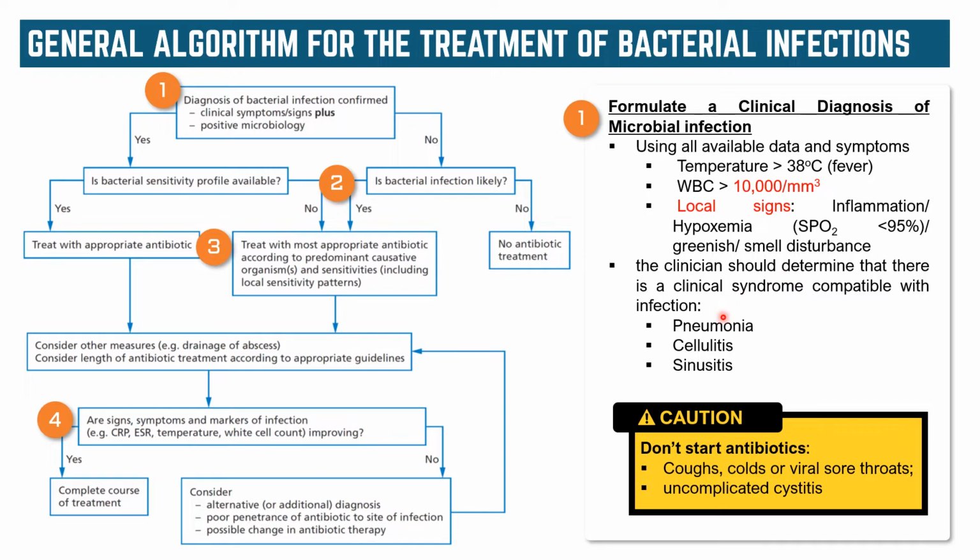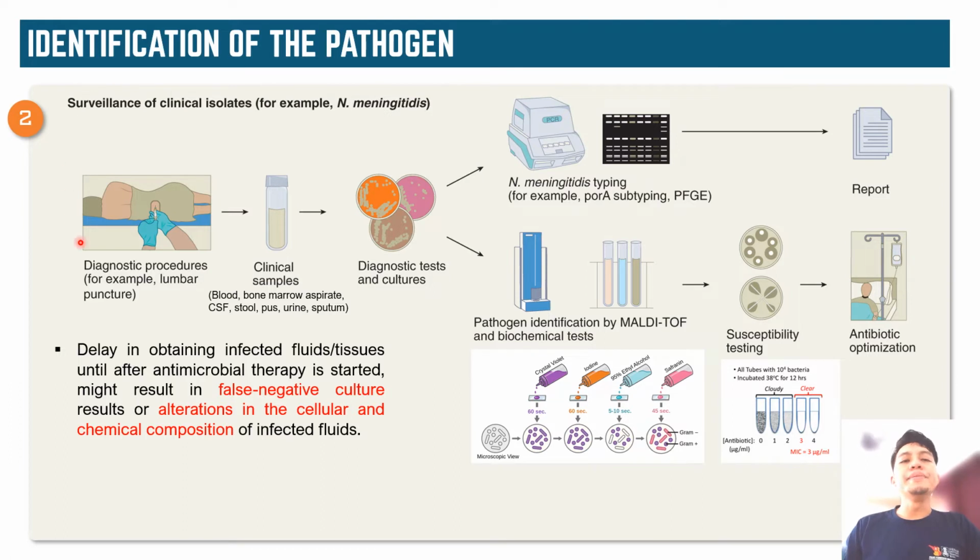At the same time, the clinician should determine whether there is any clinical syndrome compatible with infection, such as pneumonia, cellulitis, and sinusitis. Bear in mind that you should not start an antibiotic when the patient only has cough or cold, a viral sore throat or uncomplicated cystitis. As mentioned earlier, infected body materials must be sampled before the institution of any antimicrobial therapy.